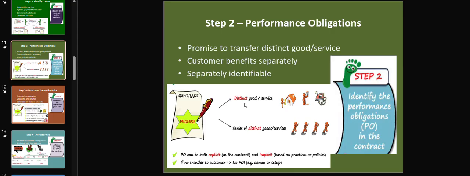Step number two, the performance obligation. A performance obligation is a promise to transfer a distinct good or service. A good or service is considered distinct if the customer can benefit from it separately or it is separately identifiable within the contract. Like here, we are providing goods to an entity or we are providing services to an entity. The performance obligation is identifiable.